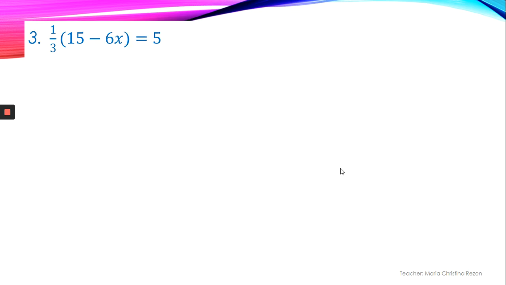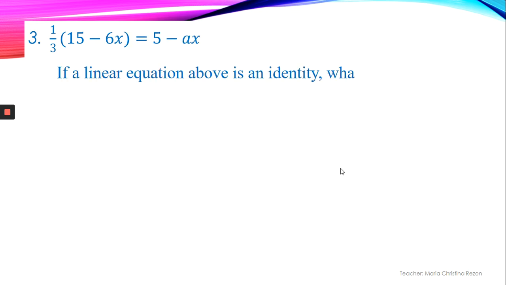The third question. 1/3 of the quantity of 15 minus 6x is equal to 5 minus ax. If the linear equation above is an identity, what is the value of a?